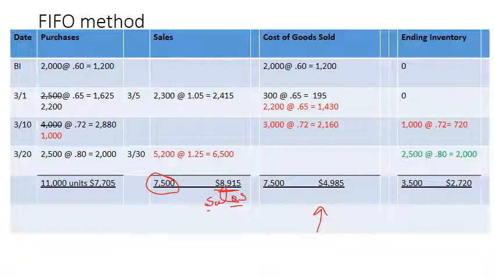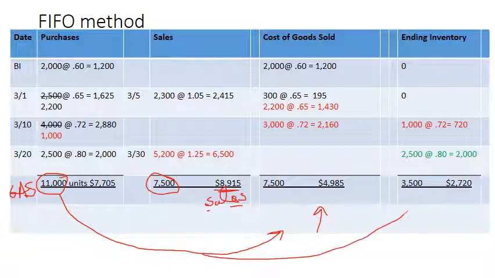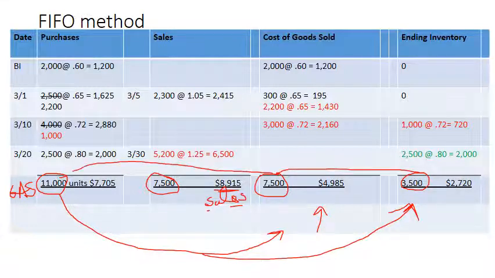Now this 11,000 units, which is our goods available for sale, okay, that has to be distributed between our cost of goods sold and our ending inventory. It can either go to one or the other. So this 7,500 plus this 3,500 together should equal 11,000. So that's your check. 7,500 plus 3,500 should be 11,000.